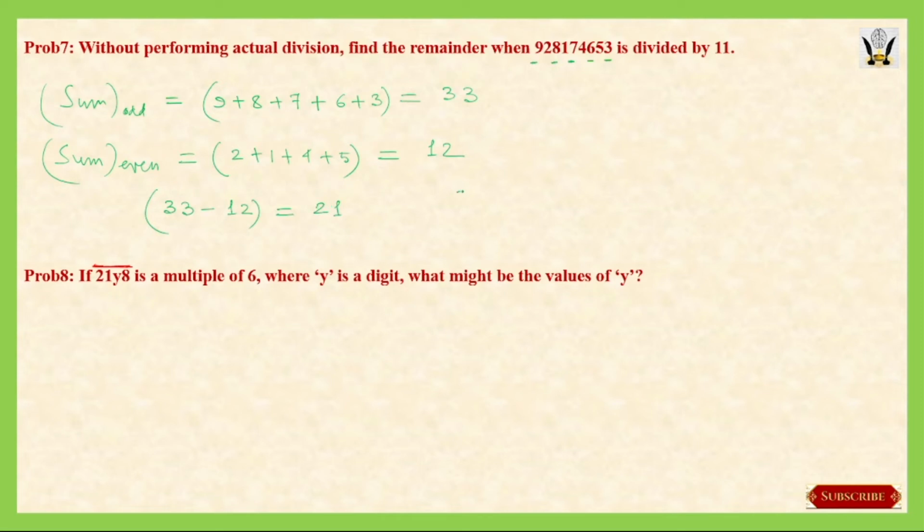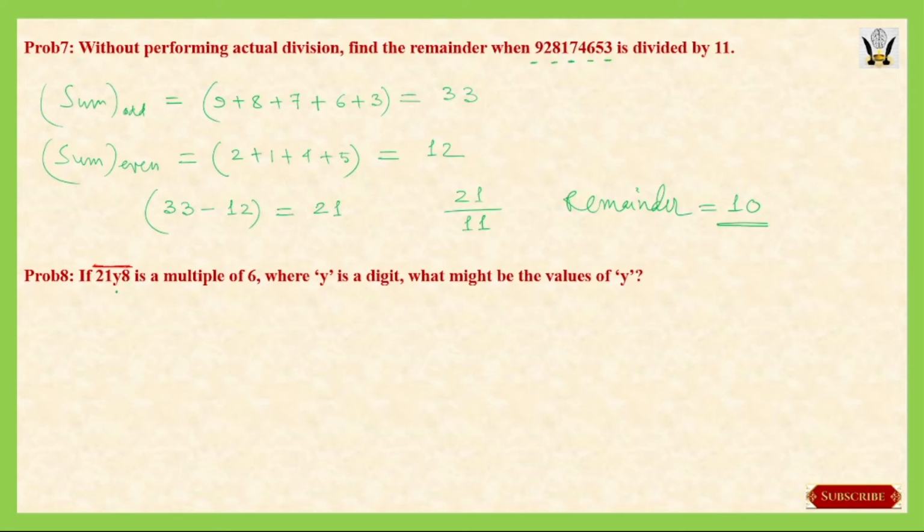Now that result of subtraction we will divide by 11. If it is completely divisible by 11, then the whole given number will be divisible by 11. Otherwise, if it has a remainder, then it is not divisible by 11. So here, when we divide this, it will have a remainder, and that remainder is 10. So that means this given number is not divisible by 11, and the remainder is 10.